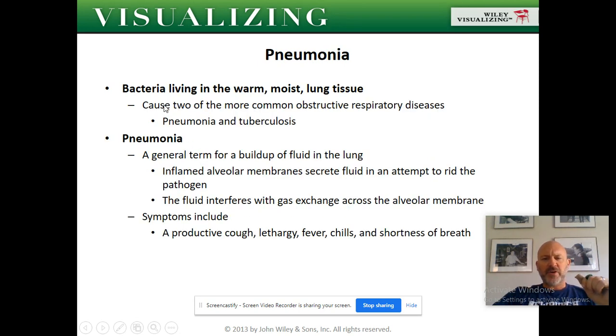Pneumonia is caused by bacteria. Remember, pneumonia likes moist, warm places, and the lungs are perfect for that. All right, so this is an obstructive disease. Pneumonia and tuberculosis. And it's obstructive because it causes the fluids to build up in the lungs. So these inflamed alveolar membranes are secreting fluids in an attempt to get rid of these pathogens, but these fluids interfere with gas exchange. Gas is being exchanged across the respiratory surface. So cough, lethargy, fever, shortness of breath, these are all symptoms.